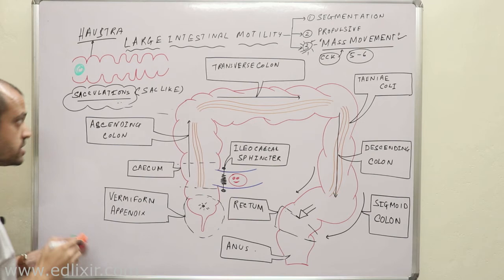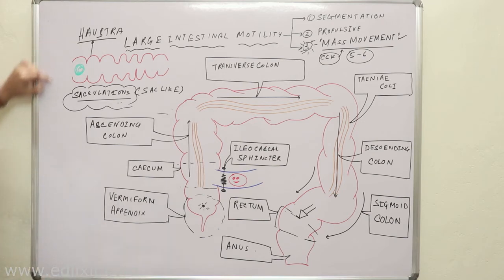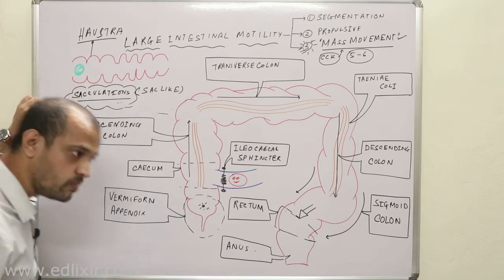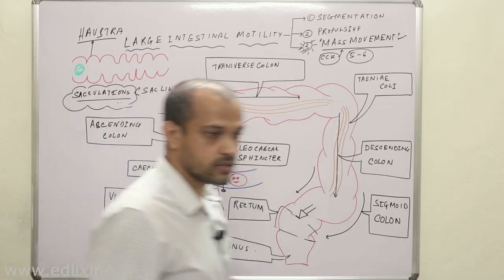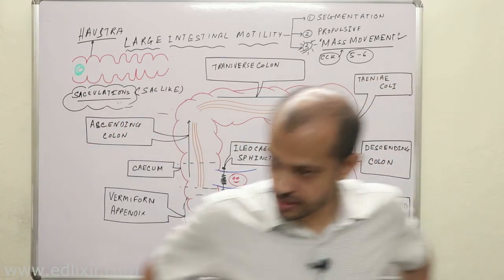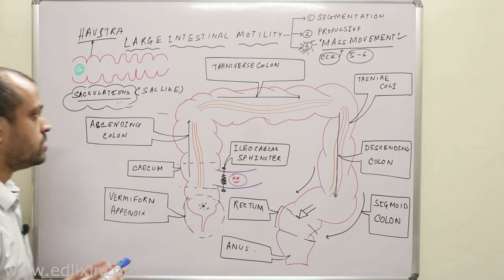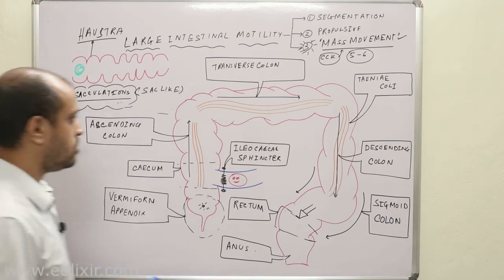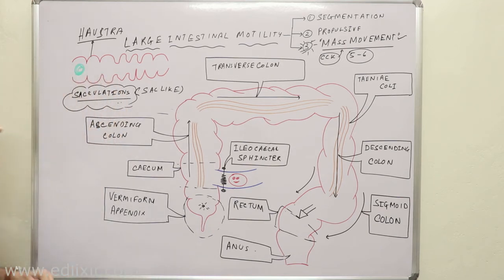Clear? So what is haustra? Haustra are sacculation-like movements of the large intestine. Clear? It's called haustra. Okay. Now listen with all your attention possible.